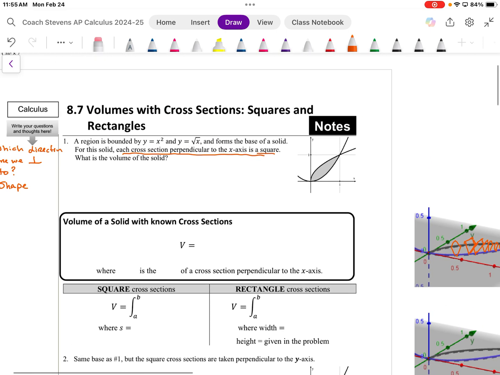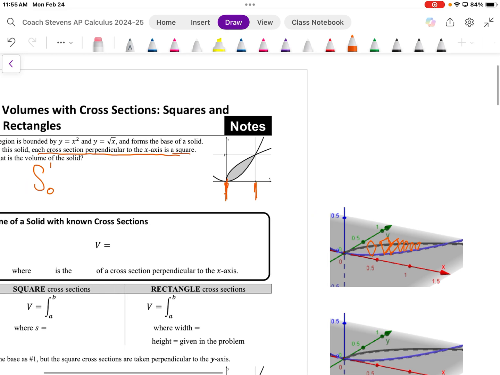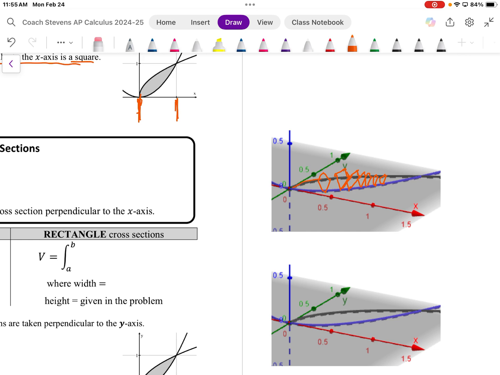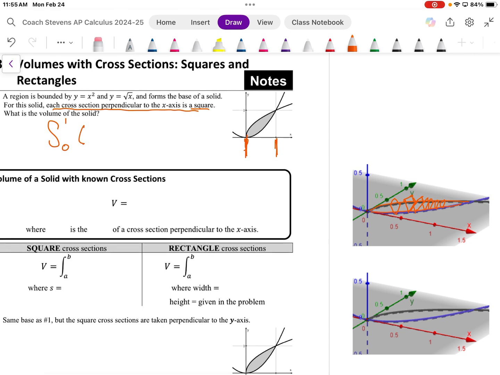As we look at what we're doing, we're going to start off with our integral from 0 to 1. It says with respect to x, so I'm paying attention to the x values for my lower and upper bounds, from 0 to 1. Now, the length of a side would be the top curve minus the bottom curve. So the length of one of the sides would be the square root of x minus x squared. And then, what's the area of the square? Well, it's a side to the second power, so that's that stuff squared.